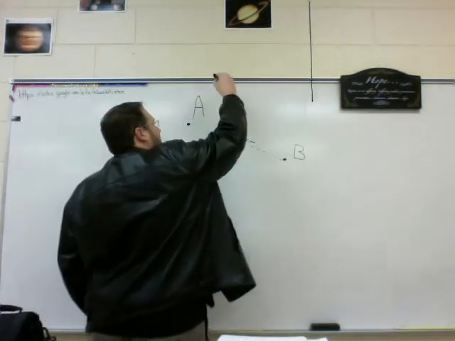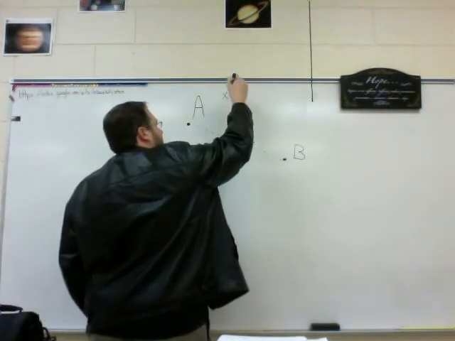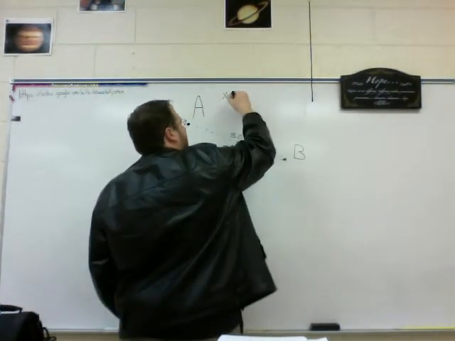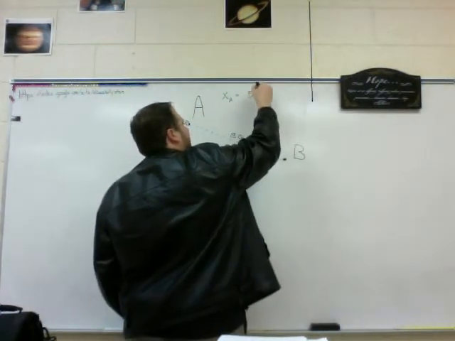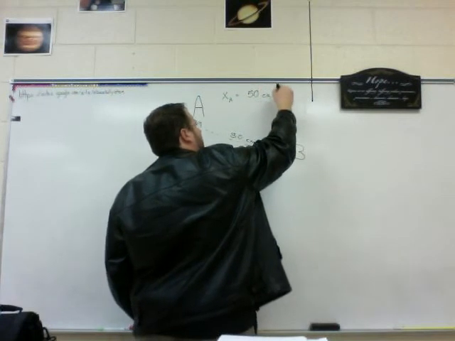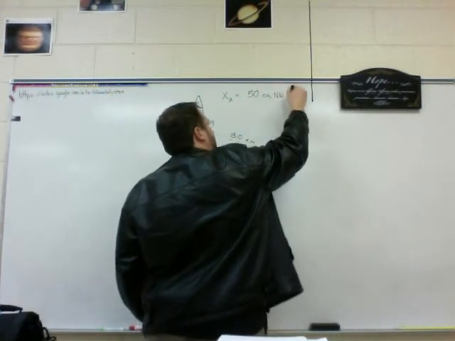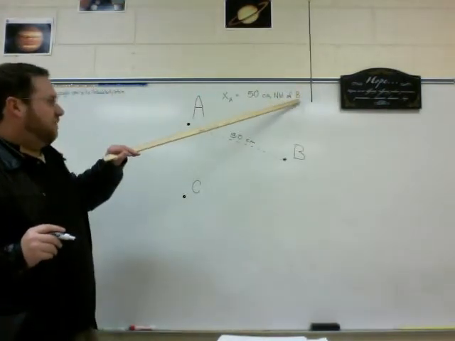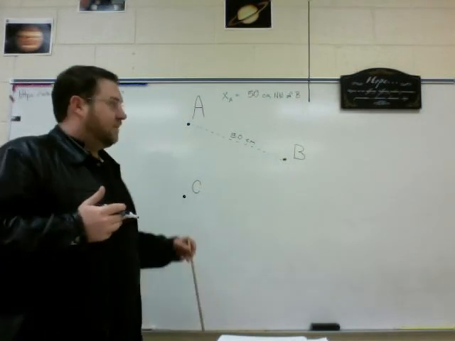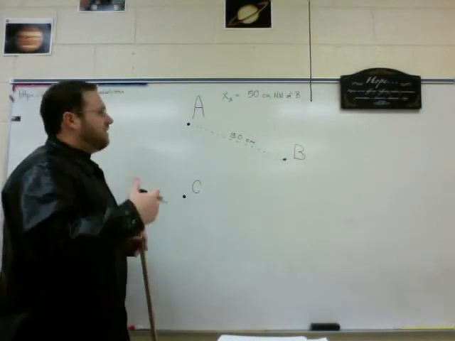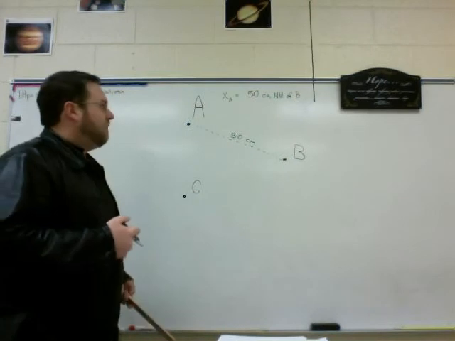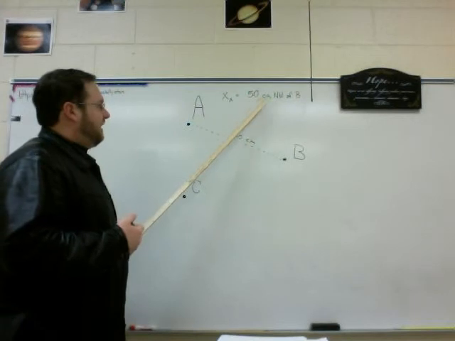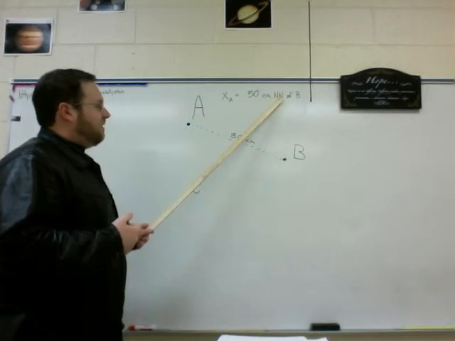So we say the position of A, and I'm going to use the symbol X for position. The position of A is 50 centimeters northwest of B. And that last part, that of B, identifies B as our frame of reference. So notice again, in our position, we have 3 parts. We have the frame of reference, the distance between the object and the frame of reference, and the direction.